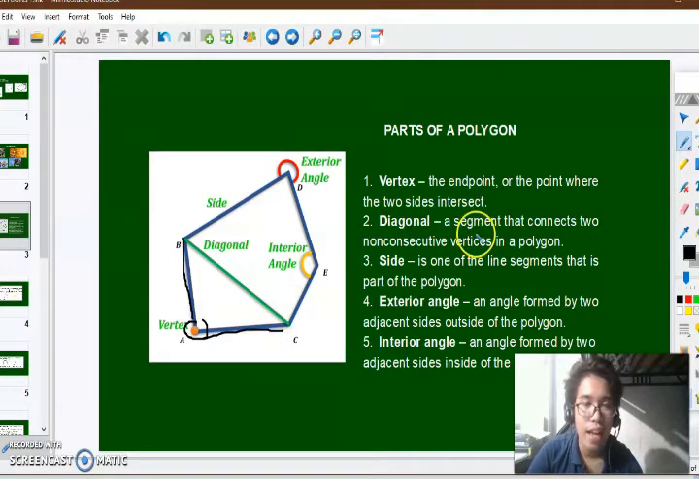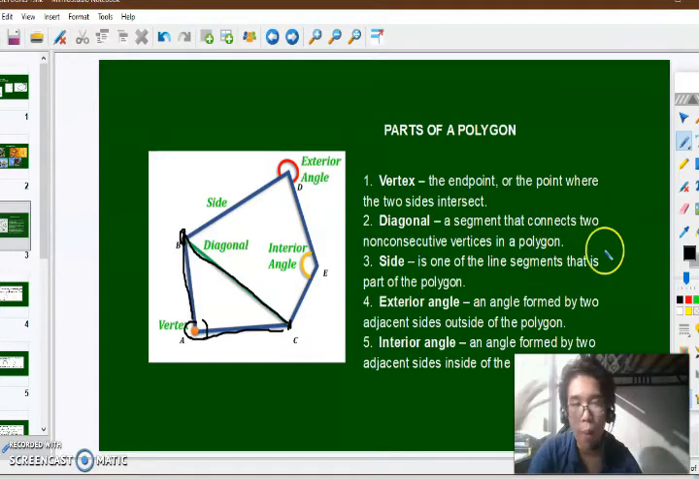And we also have a diagonal. A diagonal is a segment that connects two non-consecutive vertices in a polygon. Two non-consecutive vertices means that they are not connected. For example, point B and point C are not connected in a pentagon. But if you draw a diagonal that connects them, they become connected, and therefore it becomes a segment that connects the two points together. We have point B and then point C.